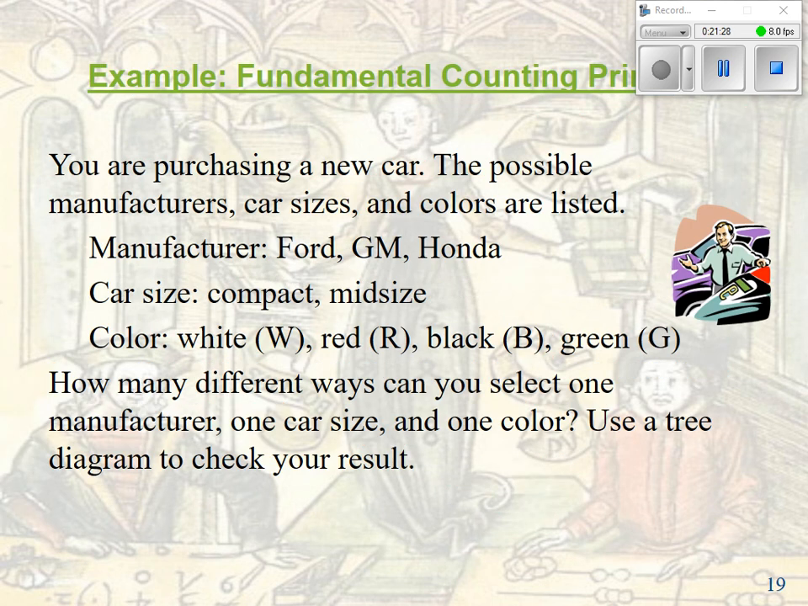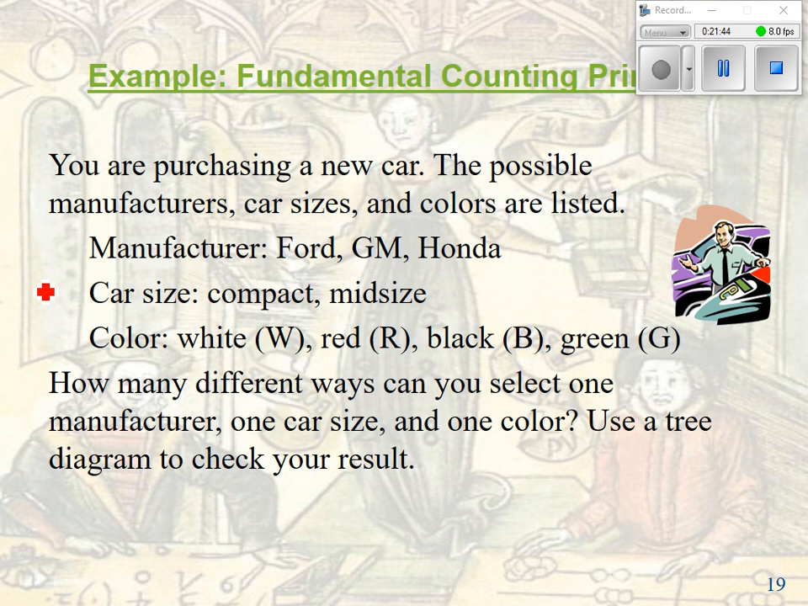4G. You are purchasing a new car. The possible manufacturers, car sizes and colors are listed. So you've got Ford, GM, and Honda. You've got compact and mid-size, and you've got red, black, and green. Oh, I'm sorry, white, red, black, and green.